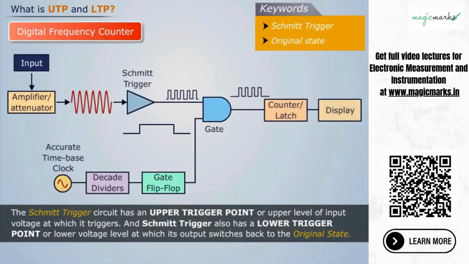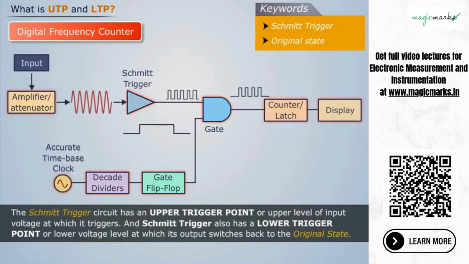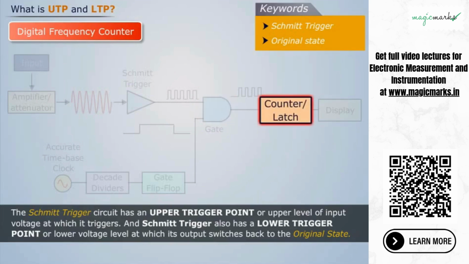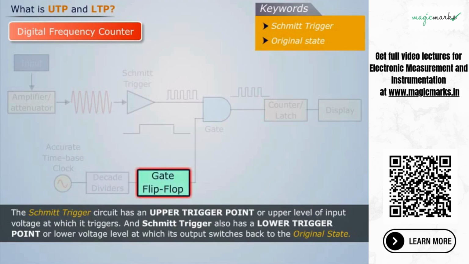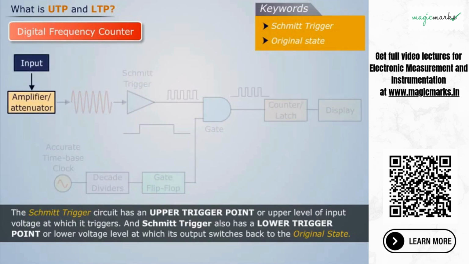The block diagram of the digital frequency counter contains 8 elements, namely attenuator, Schmitt trigger, gate, counter, clock, decade dividers, flip-flop, display. The input is first amplified or attenuated.